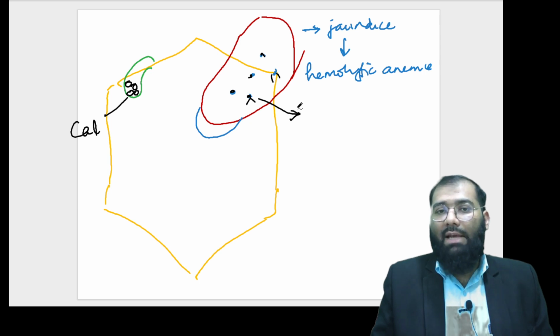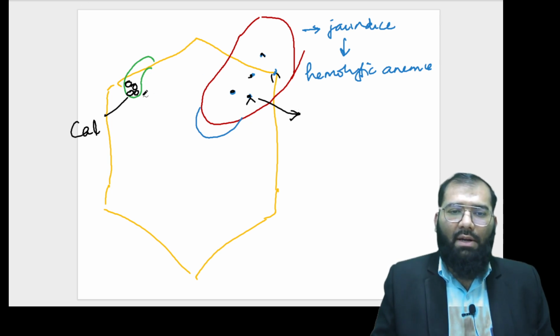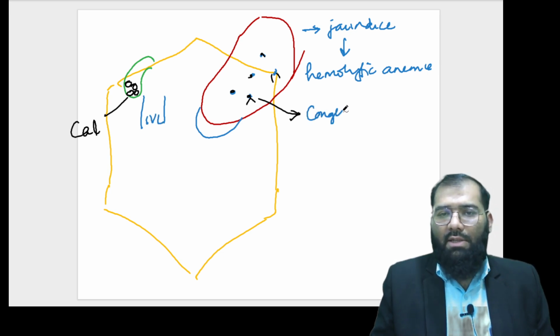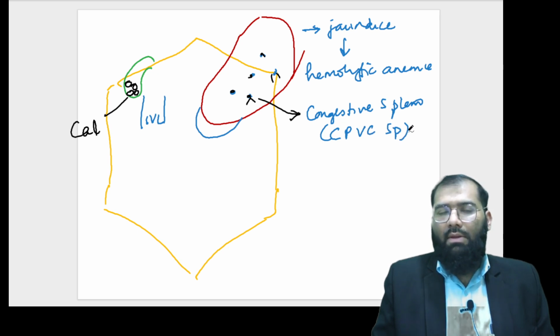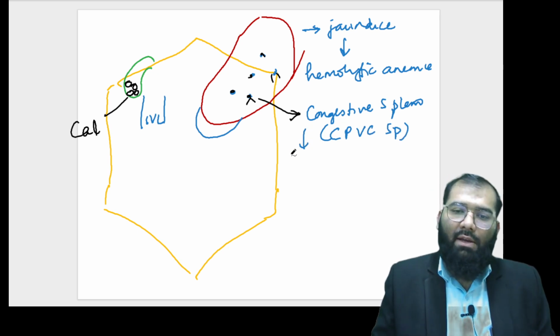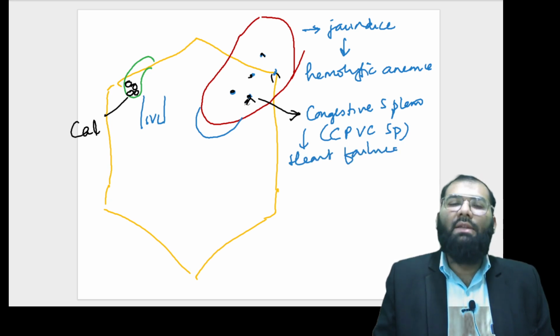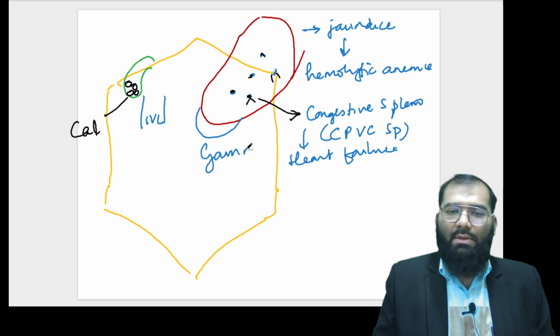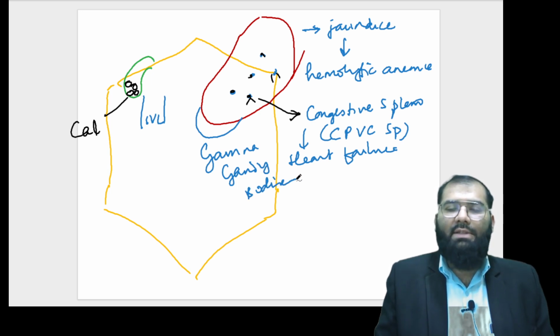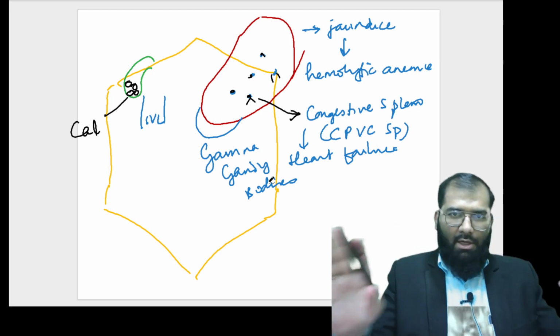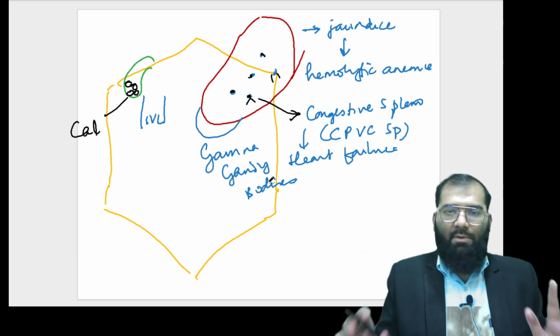So enlarged spleen, calcification, and suppose associated with that you find that IVC is dilated and the patient has pedal edema, this means this is congestive splenomegaly, or we call it CPVC spleen. This is specifically seen in case of heart failure. And what are these calcified bodies? These are called Gamma-Gandy bodies. Sometimes you might find these Gamma-Gandy bodies inside the spleen. Clear all of you? So hemolytic anemia, congestive splenomegaly.